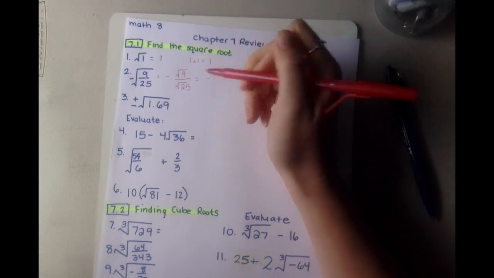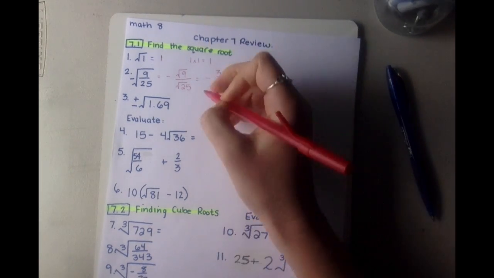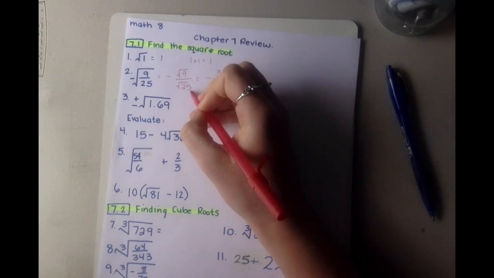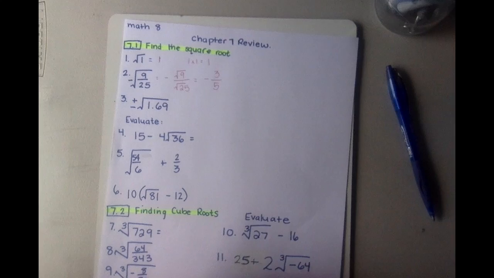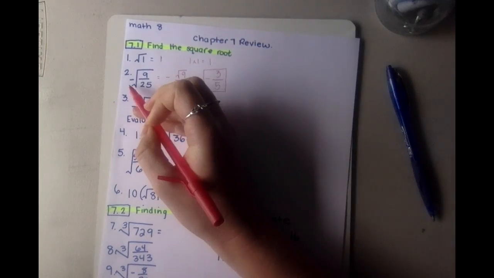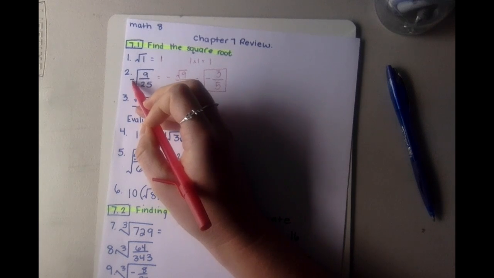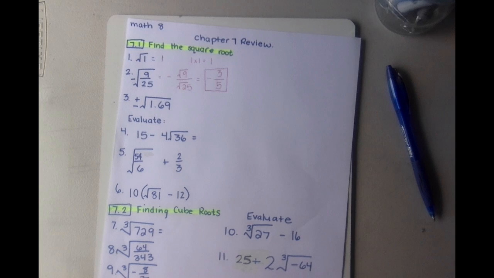And what is the square root of 9? That's 3, because 3 times 3 equals 9. And what is the square root of 25? Hopefully by now you remember those. And that is 5. So my answer would just be a negative 3/5. If it had nothing in front of it, you would just put the positive 3/5. But I wanted to make sure I put that negative sign in front of it.